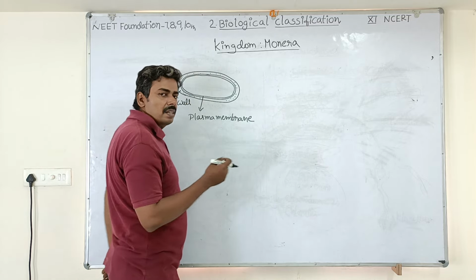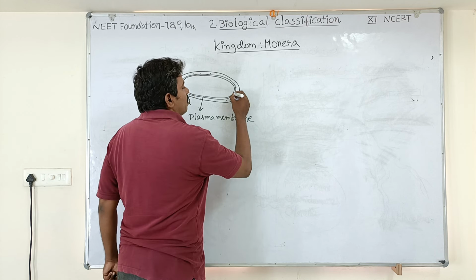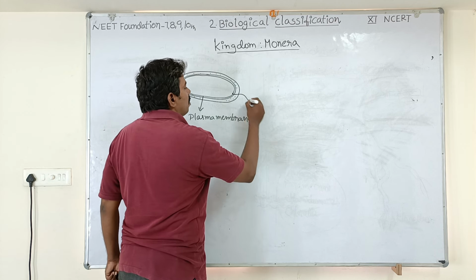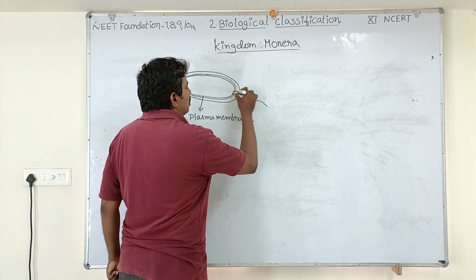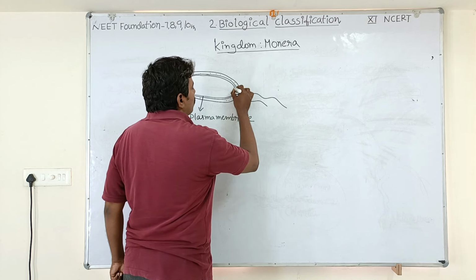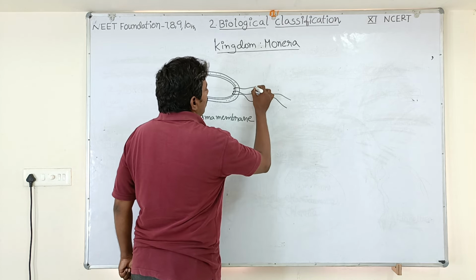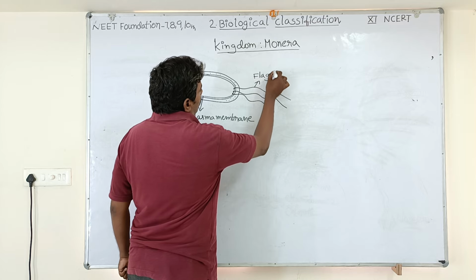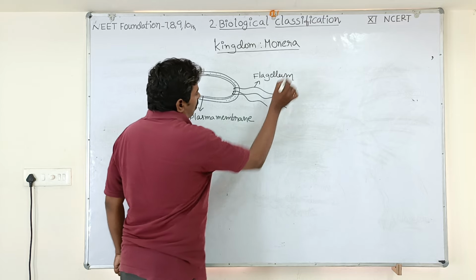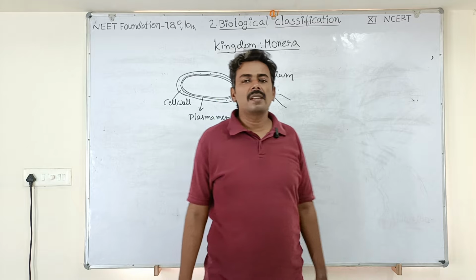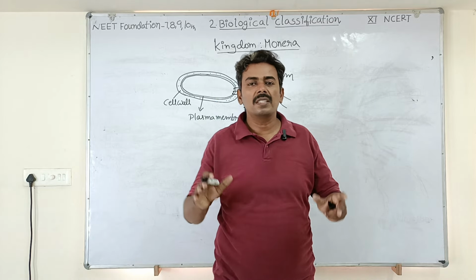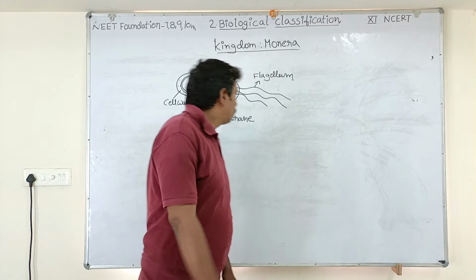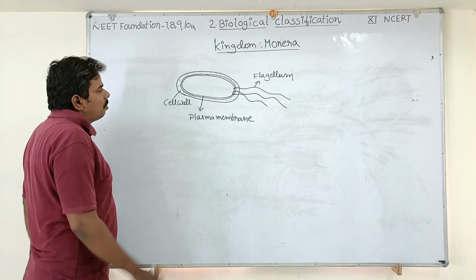Now this bacterial cell needs to move. So for its movement and locomotion, there are some whip-like structures. These whip-like structures are called flagella. A single locomotory structure is called a flagellum. Flagellum is singular and plural is flagella. So this is about the bacterial cell.